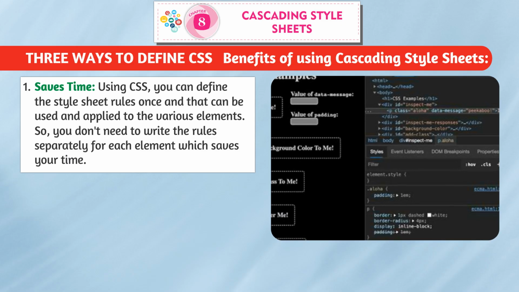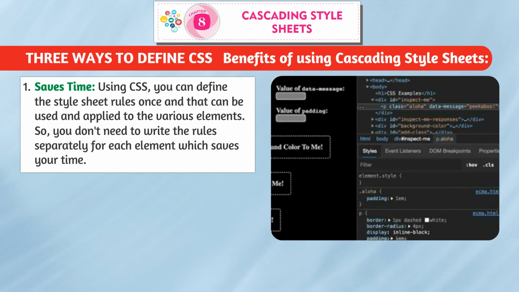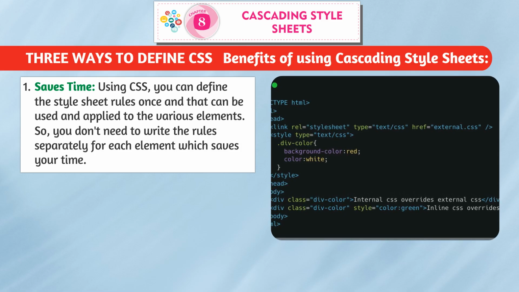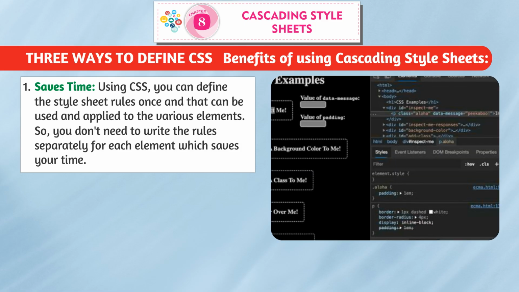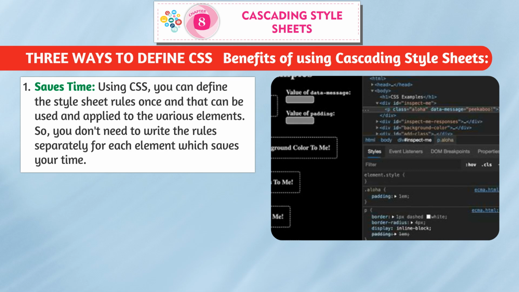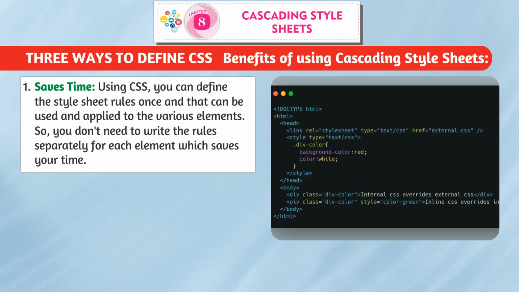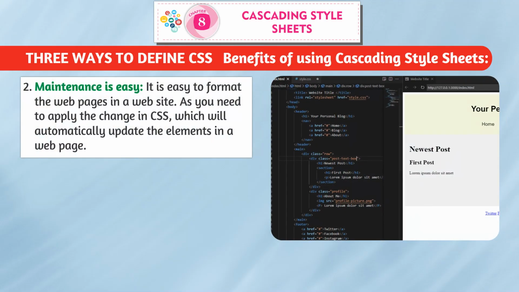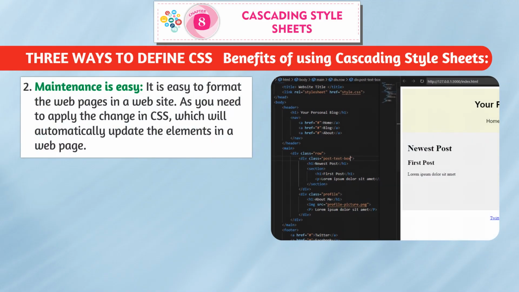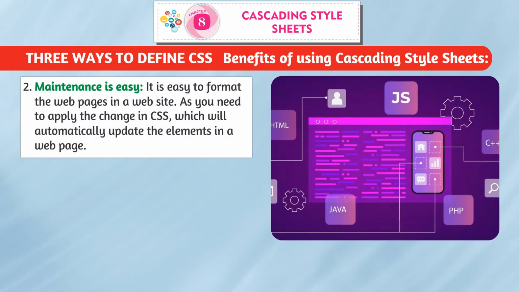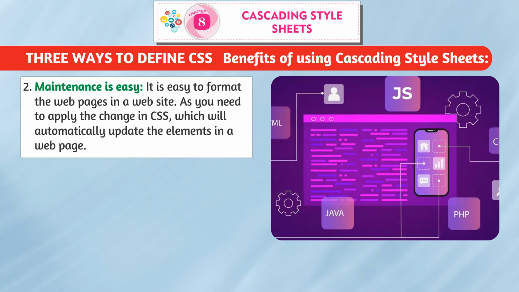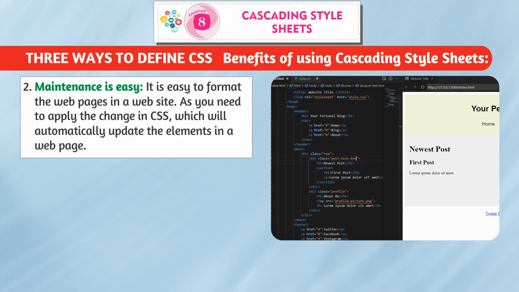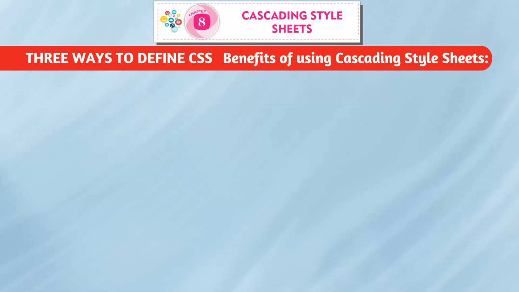Benefits of using cascading style sheets. 1. Saves time. Using CSS, you can define the style sheet rules once, and that can be used and applied to the various elements. So, you don't need to write the rules separately for each element, which saves your time. 2. Maintenance is easy. It is easy to format the web pages in a website, as you need to apply the change in CSS, which will automatically update the elements in a web page.